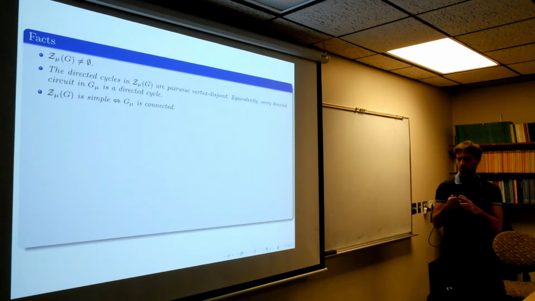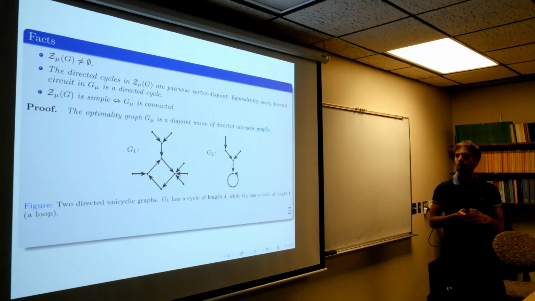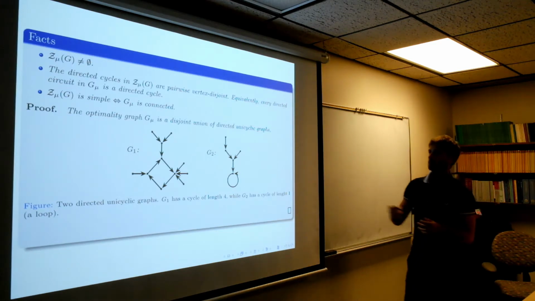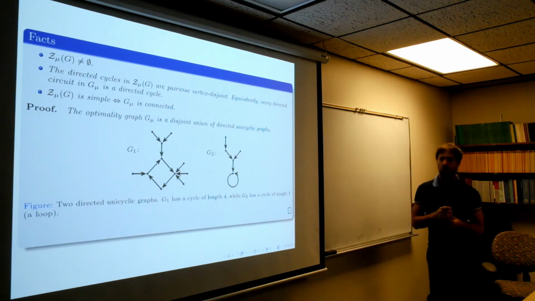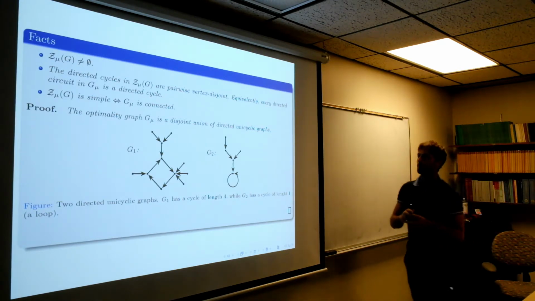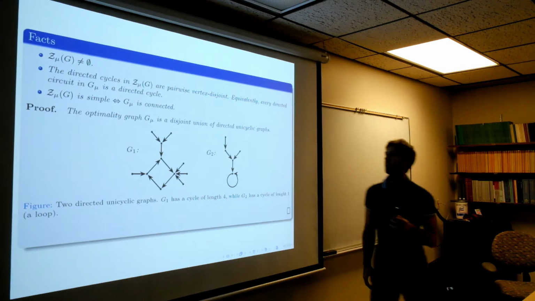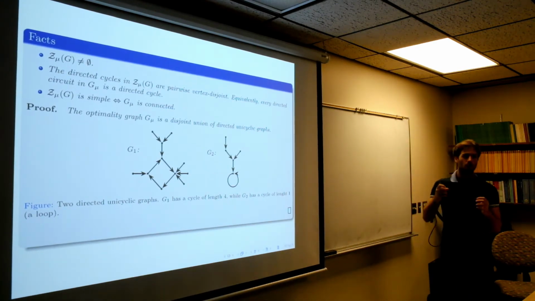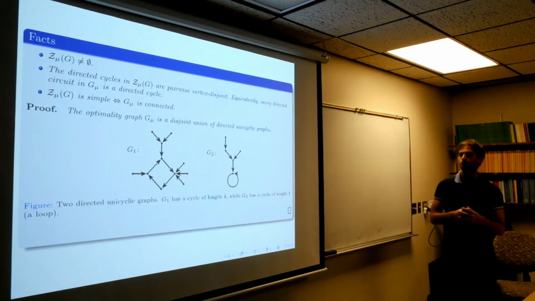And to see all these things, we need a structure theorem for the optimality graph. So we have that the optimality graph G mu is always a disjoint union of pieces made like this. So directed unicyclic graphs, so graphs having one directed cycle and then all the other arrows pointing to this cycle. So from this structure theorem for the optimality graph, we can prove easily all these three properties.